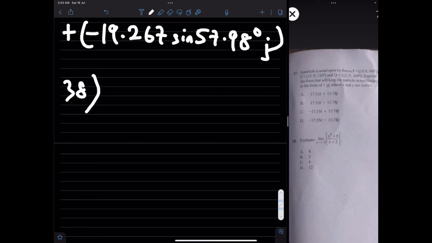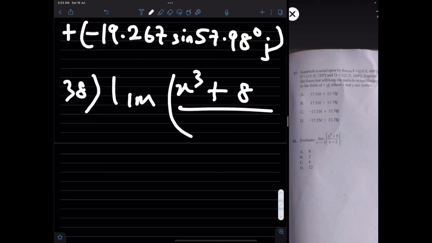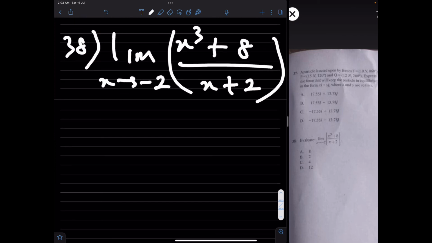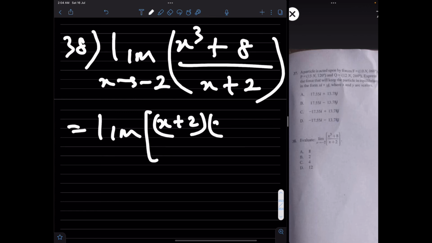38. Evaluate the limit of x cubed plus 8 all over x plus 2 as x tends to minus 2. That is equal to the limit of x cubed plus 8, which is the same as x plus 2 times x squared minus 2x plus 4, all over x plus 2.